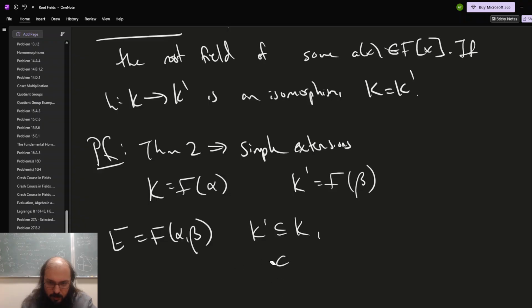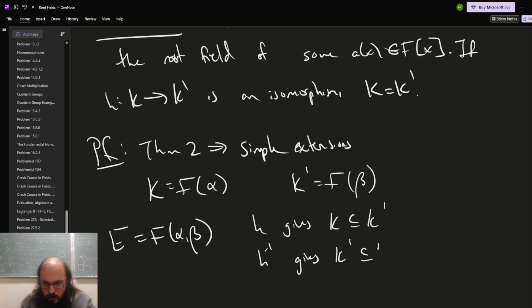So here, how do I write this? What I want to say is h gives us K is a subset of K prime. h inverse gives a reverse inclusion. So they're equal.